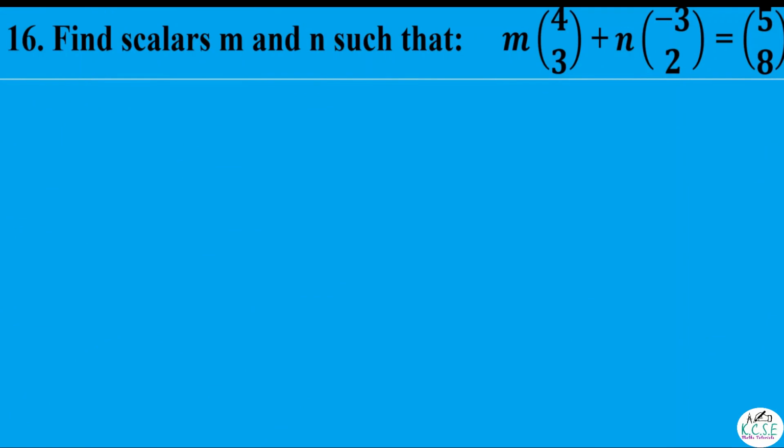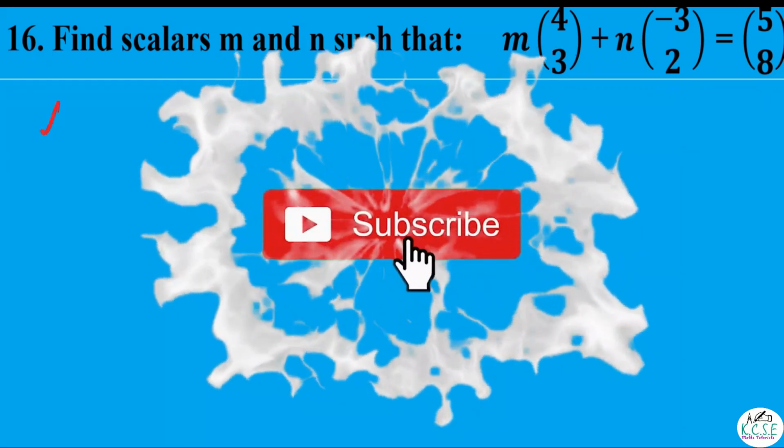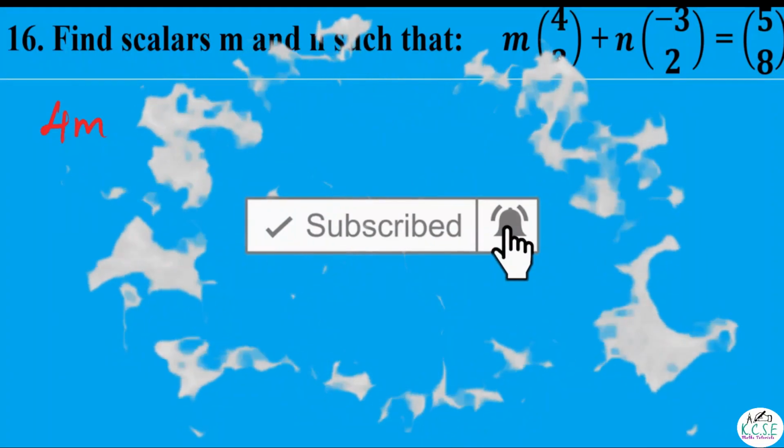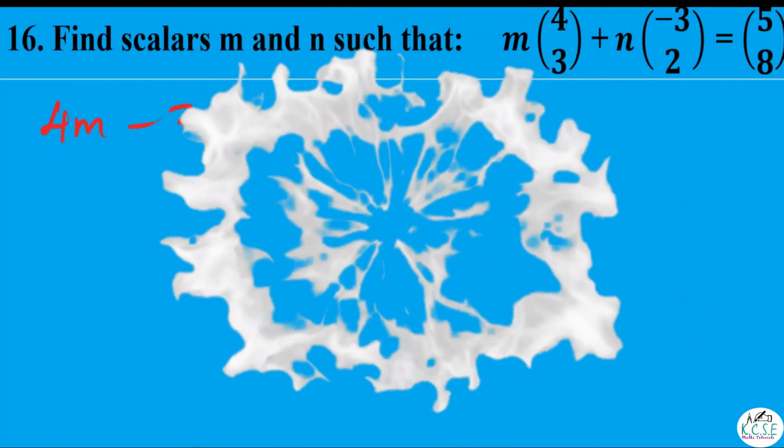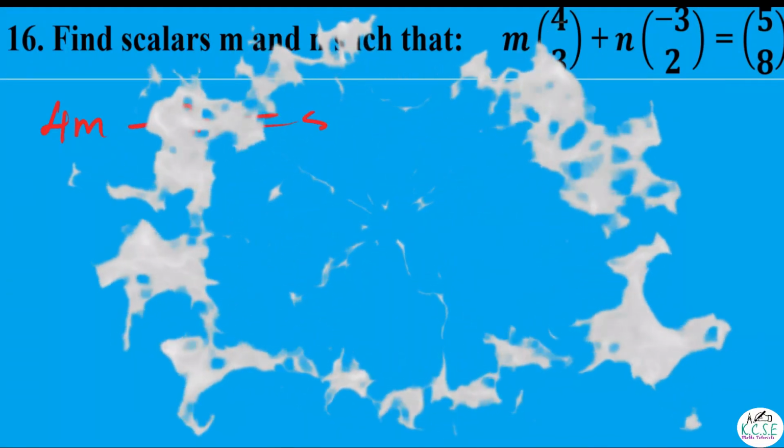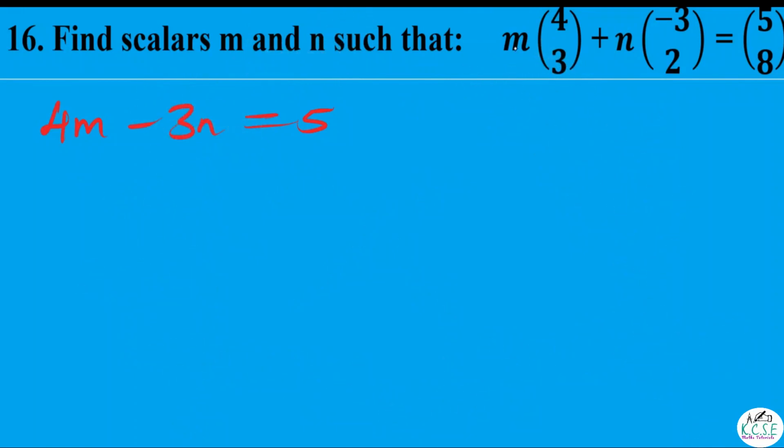Find the scalars m and n such that m into (4,3) plus n into (-3,2) is equals to (5,8). So to do, we multiply everything here by the scalars inside the brackets. M times 4, get 4m. N times negative 3, negative 3n is equals to 5. Down here, 3 times m is 3m. N times 2 plus 2n is equals to 8.